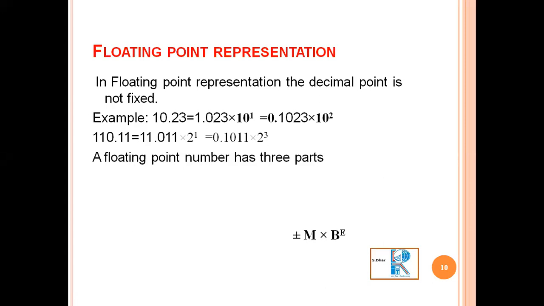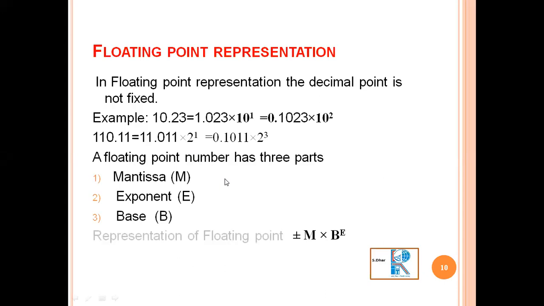So from the example, it is clear that floating point has 3 parts. Clear? One is called the mantissa or M. Another is called the exponent, that is actually the power. And the last one is the base, because the floating point representation depends on the base. Clear? So representation of the floating point is plus minus. Plus minus is the sign here, or I have shown here only the plus. If this is minus, you have to write minus here.